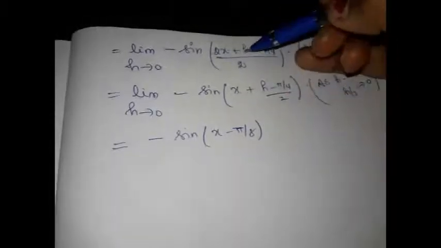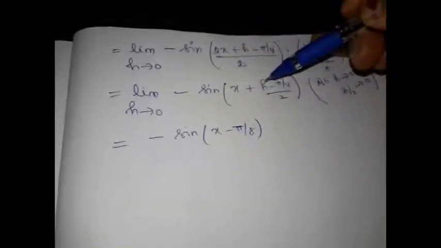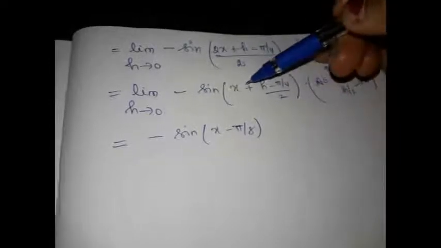Here 2 and 2 for this term I have reduced. So, (x plus h minus pi by 4) divided by 2. Now, limit h tends to 0, h will become 0. So, we will have minus sin (x minus pi by 8), right, because this h will become 0. So, this is the derivative of the function cos (x minus pi by 8).